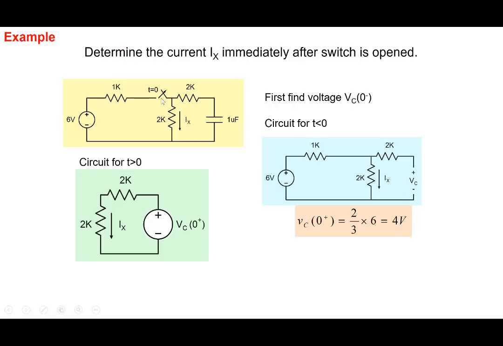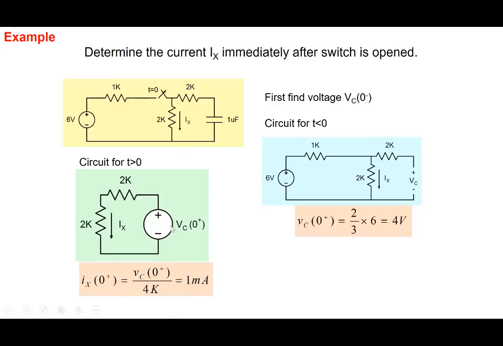And then immediately at t equal to 0, we open the switch. So immediately when we open the switch, we have learned that the voltage across the capacitor cannot change instantaneously. So Vc(0+) must be equal to Vc(0-) here. So we can write that out.